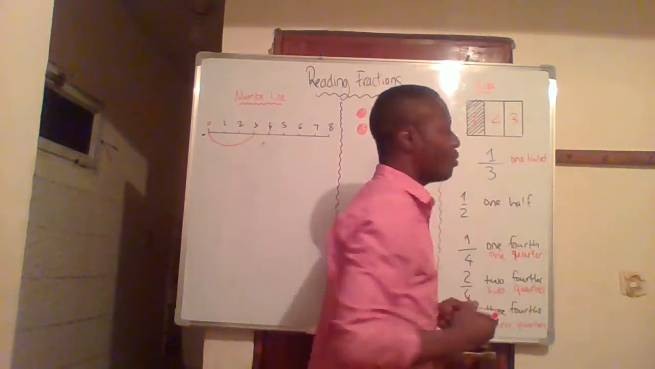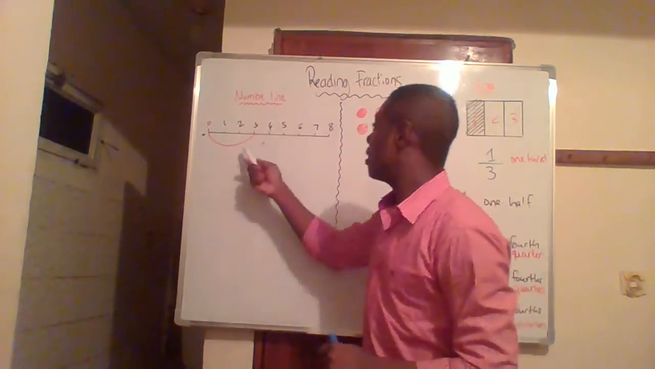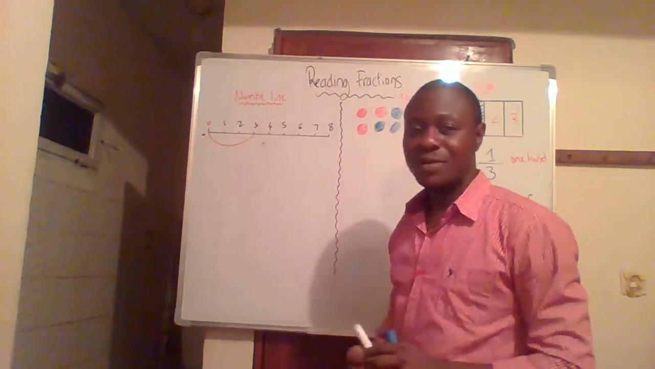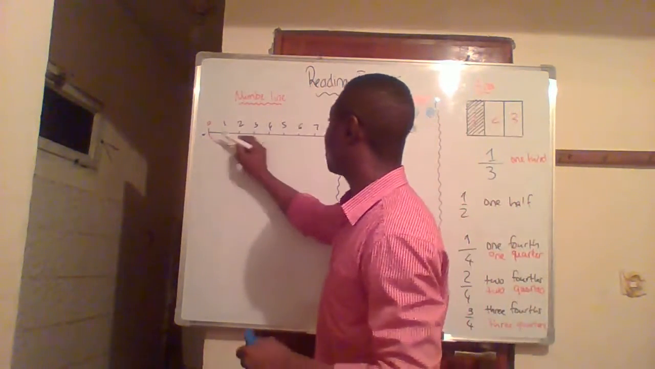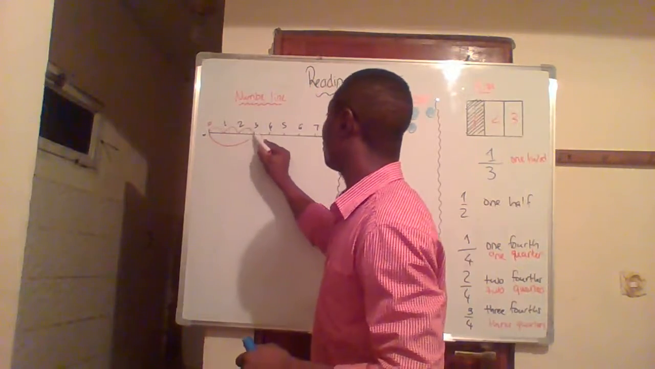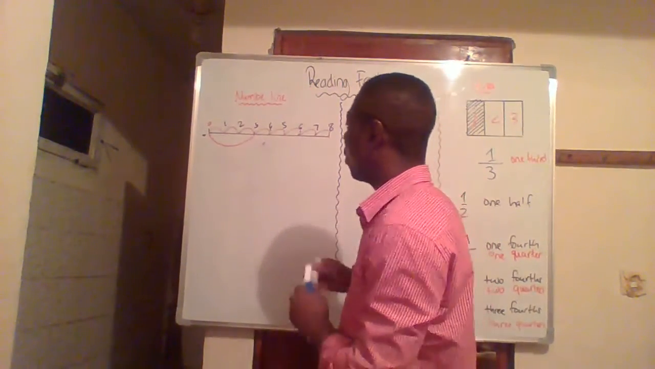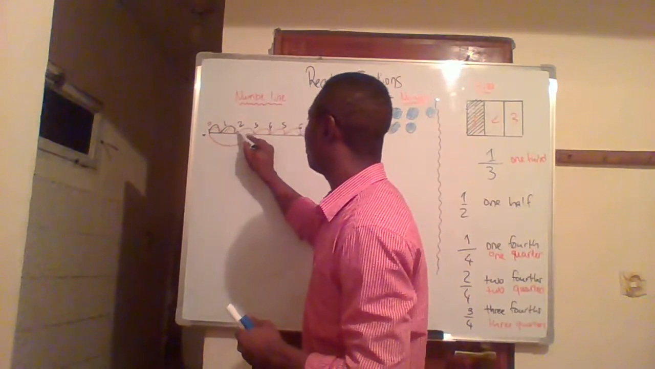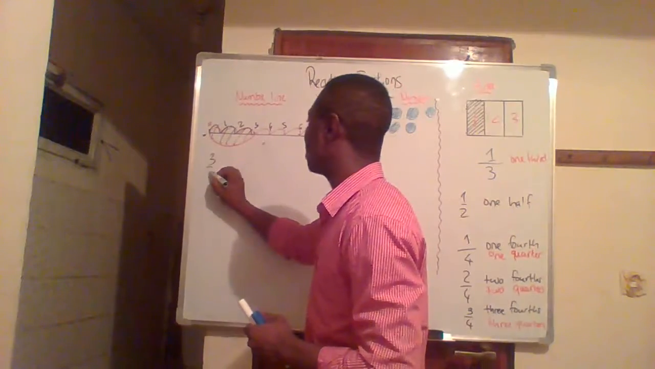1/3, because it's 1 out of 3. Now, there are also fractions that can be represented by a number line, like this one. There are 8 parts in all: 1, 2, 3, 4, 5, 6, 7, 8, and only 3 parts are shaded. So this fraction is 3 out of 8.